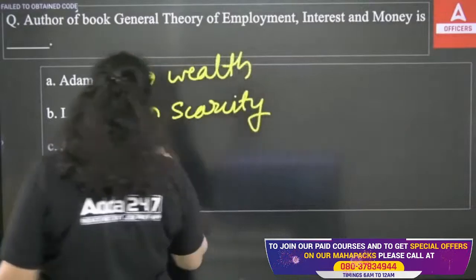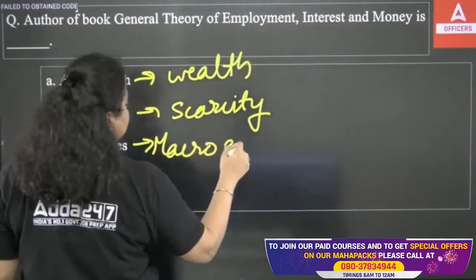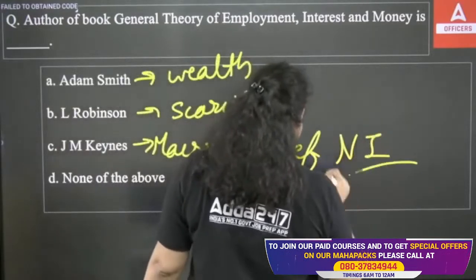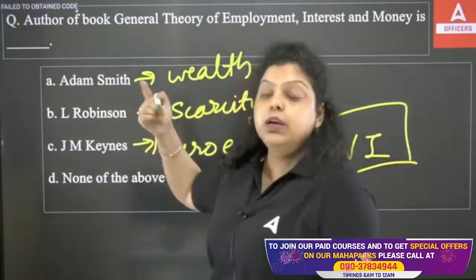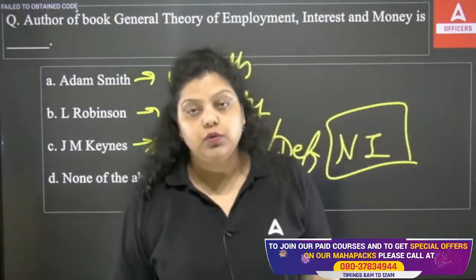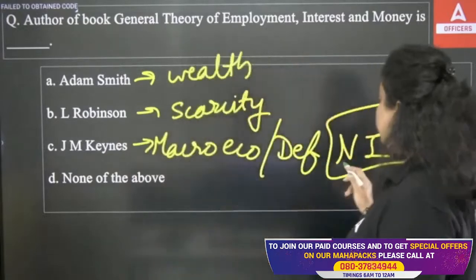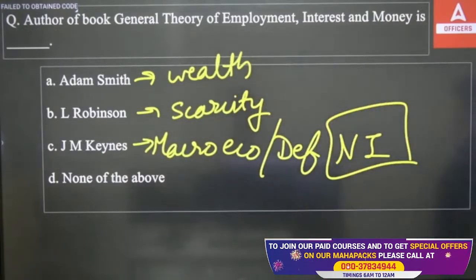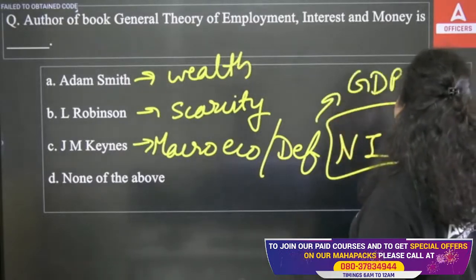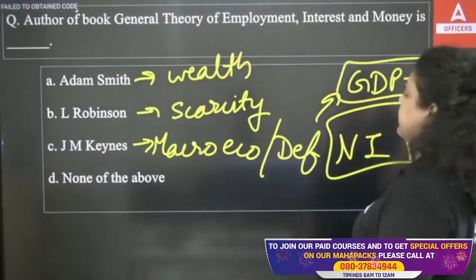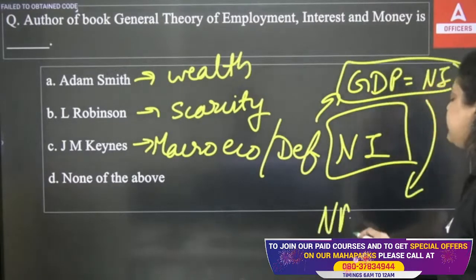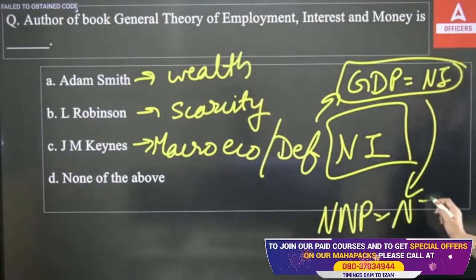Now, if I talk about Mr. J.M. Keynes, he is known as the father of macroeconomics and he also gave us the definition of national income. The definition of national income earlier used to be the money value of all final goods and services produced within the geographical boundary of a country during a financial year. That's the definition of national income that was given by Mr. J.M. Keynes. So according to him, the GDP of the country used to be the national income.